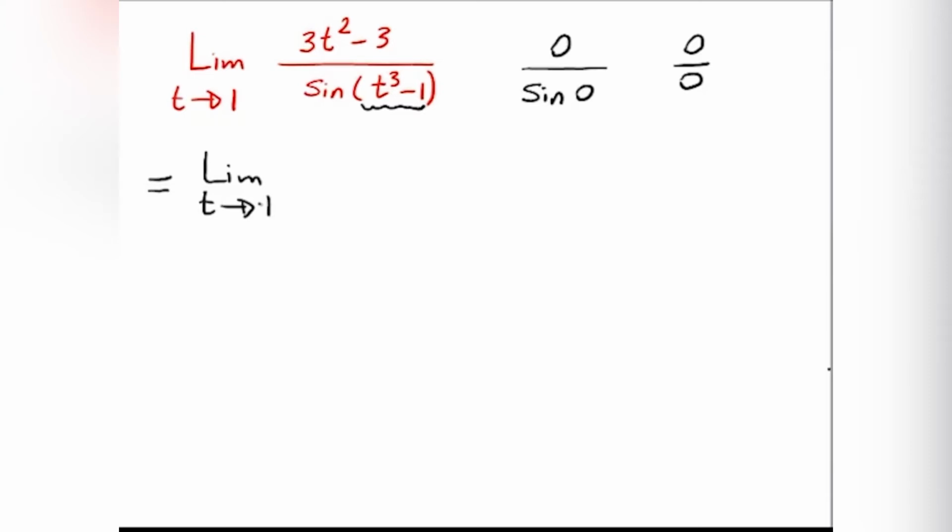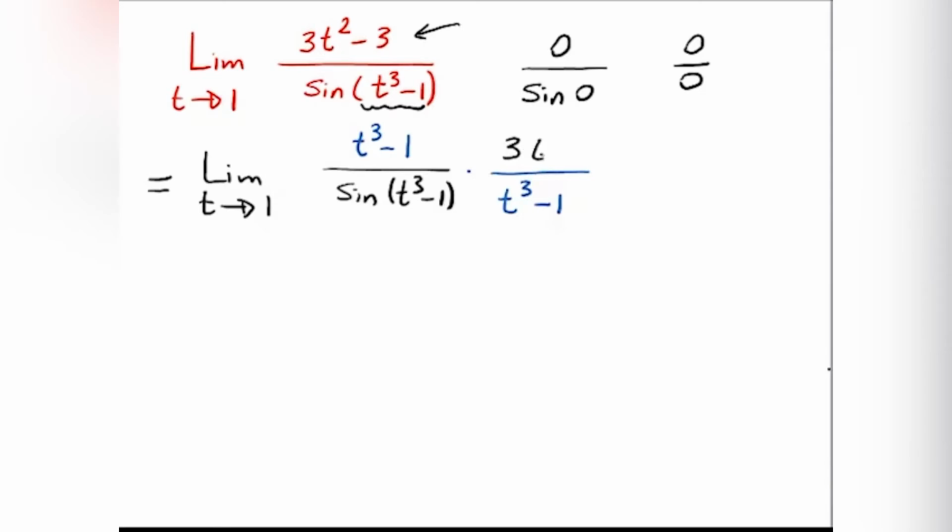So as t goes to 1, I wish to have sine of t cubed minus 1 with a numerator the same as the argument, which is t cubed minus 1. And of course, if I place this quantity, I have to divide by the same quantity. Then I will have the numerator, which is 3t squared minus 3. Now I can see that the limit of this first quantity is going to be 1.